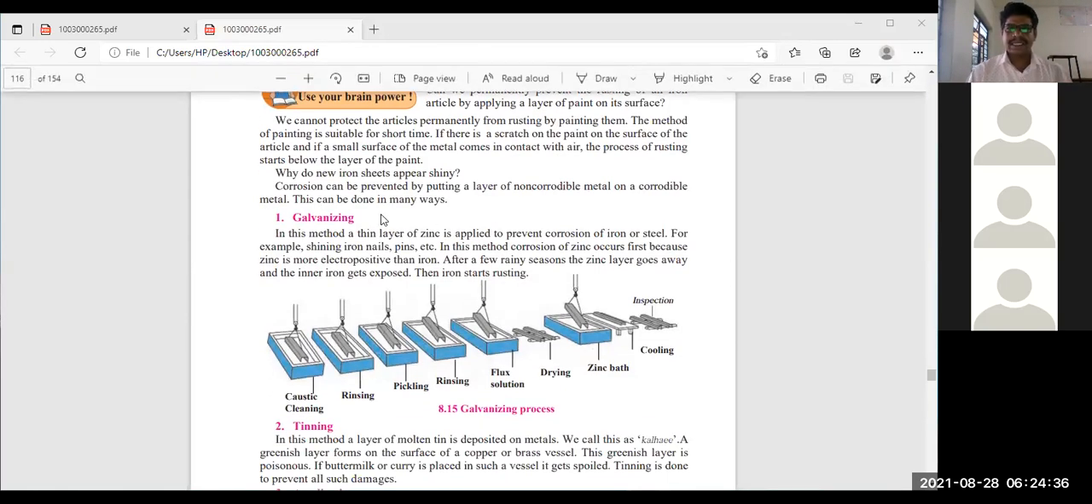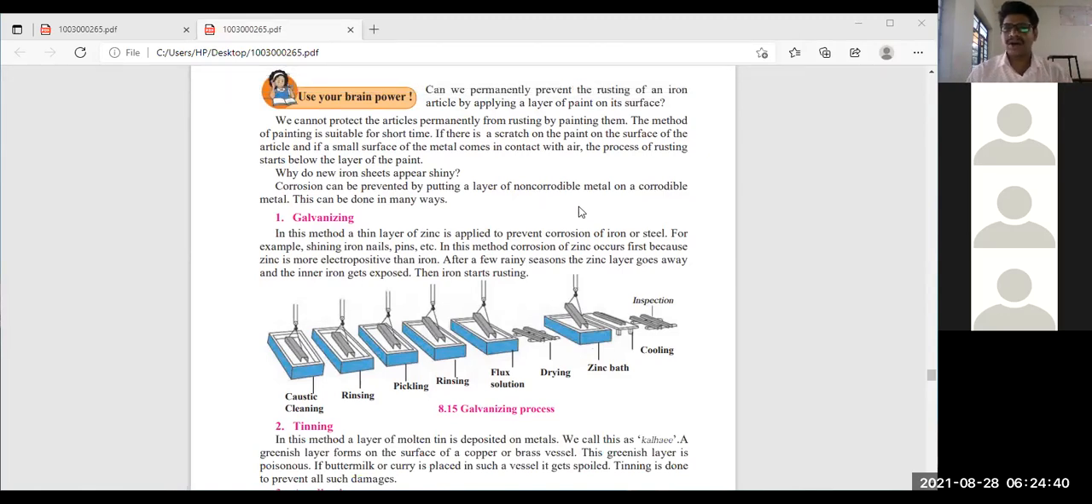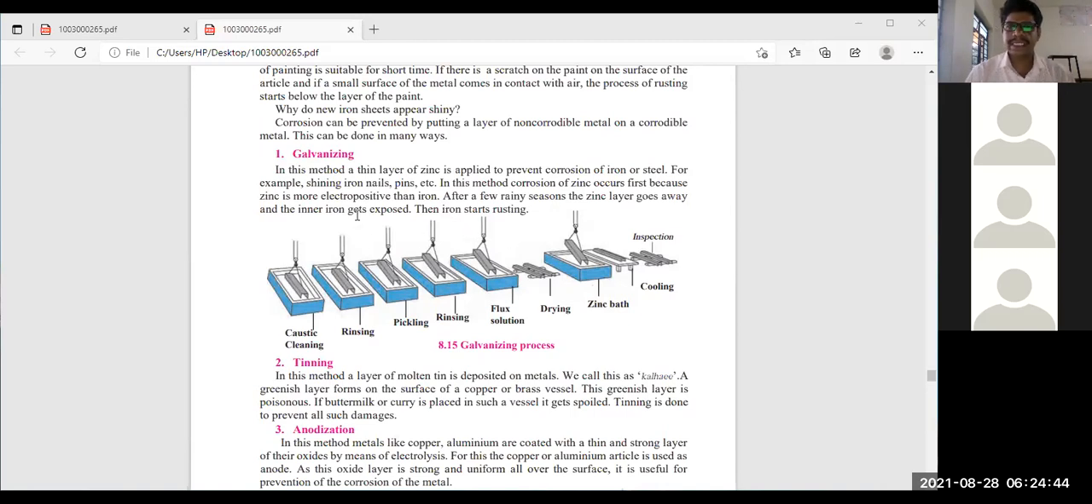Now corrosion can be prevented by putting a layer of non-corrodible metal on a corrodible metal. This can be done in many ways. The first one is galvanizing. What is galvanizing? A thin layer of zinc is applied to prevent the corrosion of iron or steel. To prevent the corrosion of iron and steel, we have to apply one layer, that is a zinc layer. I already told you about zinc.